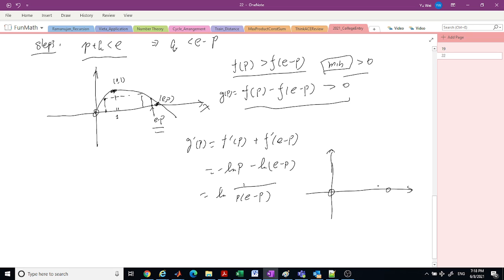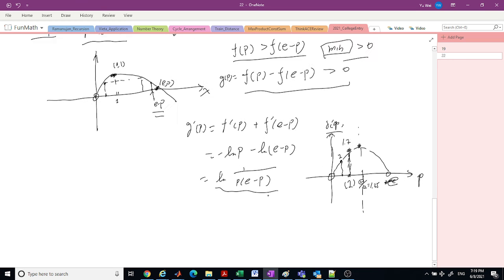Because 0 is the start, and this is 2e, right? So it's centered at e over 2, which is somewhere around 1.35. Then here, because p is less than 1, right? So here is 1. This one is 1. This one is e minus 1, somewhere around 1.7. And here is the 1 because we take the log. So 1 is an important point.